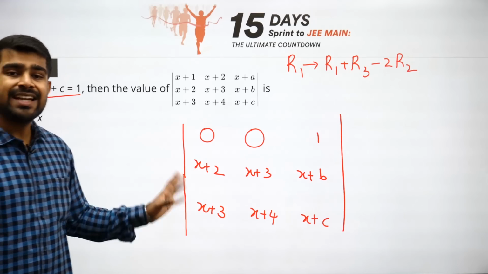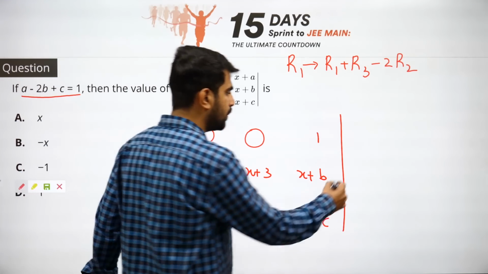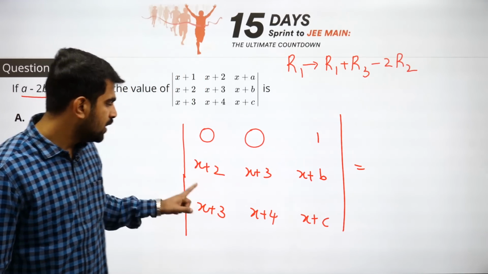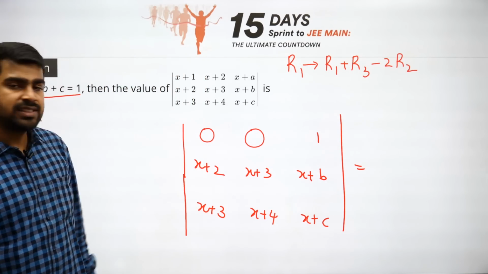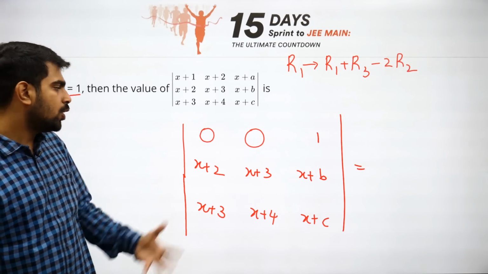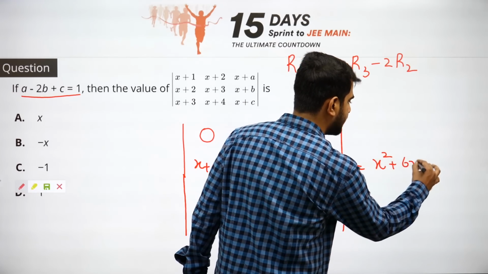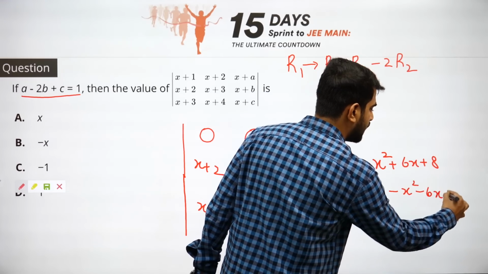Okay. So that is my value of the determinant. I will open it now. If I open it, what do you get, guys? It's going to be 1 into x plus 2 into x plus 4 minus x plus 3 the whole square. Is that correct? Let us do it. x plus 2 into x plus 4 will be x square plus 6x plus 8 minus x square minus 6x minus 9.